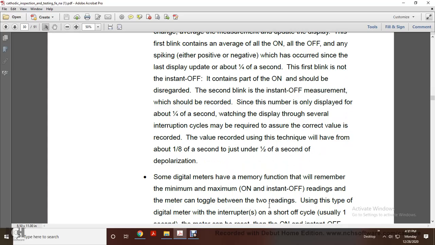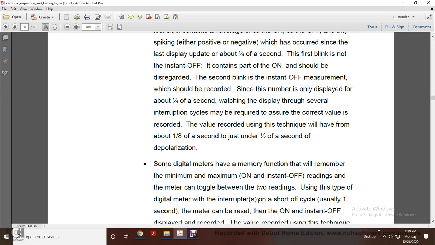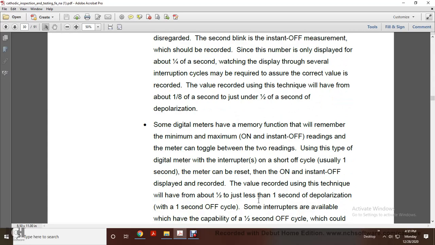A value recorded using this technique will have about 1/8 of a second to just under 1/2 a second of depolarization. Some of the digital meters' memory functions will remember the minimum, maximum, on, off, instant on, and instant off readings of the meter technology. The meter can toggle between the two readings.